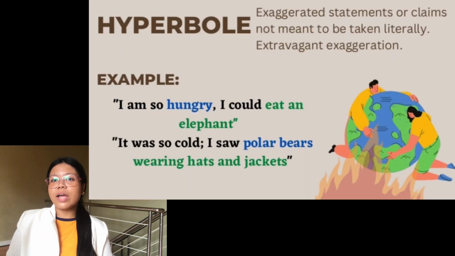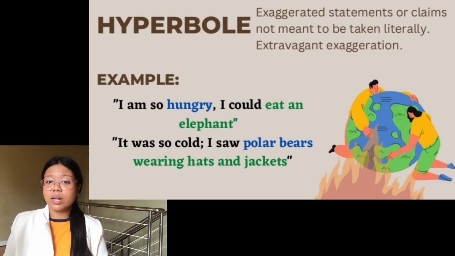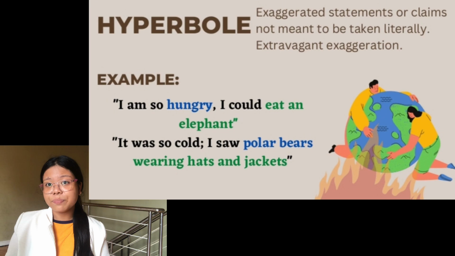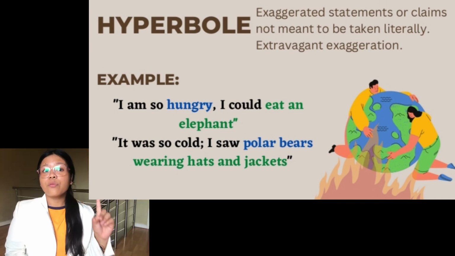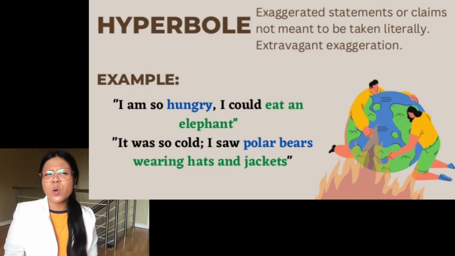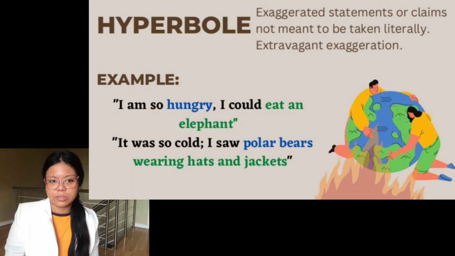The fourth and final figure of speech that I'm going to present is hyperbole. What is hyperbole? Hyperbole is a figure of speech you use when you want to exaggerate a point. It comes from the Greek word and is often used to make something sound much bigger, better, funnier, or more dramatic than it actually is. Hyperbole is a used tool in language. For example, I'm so hungry, I could eat an elephant.